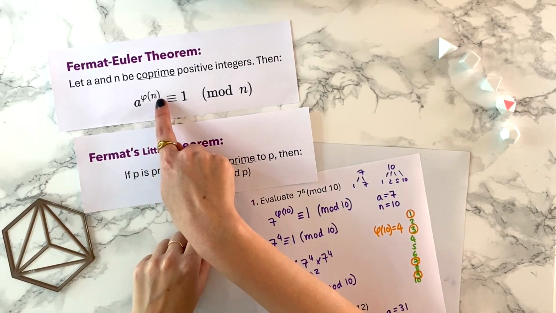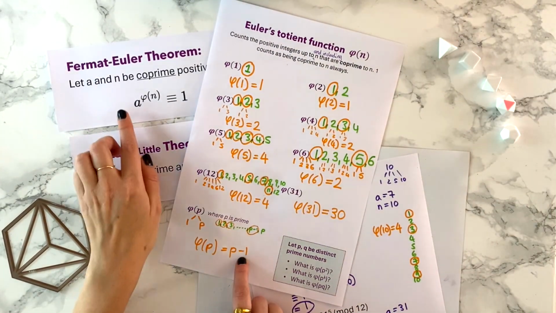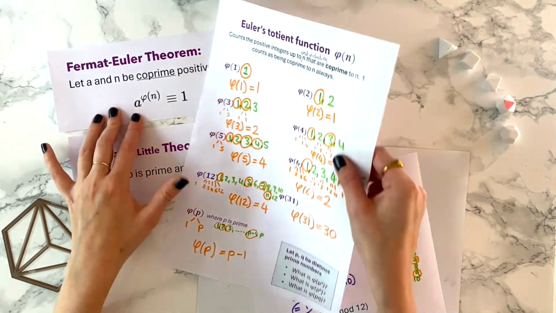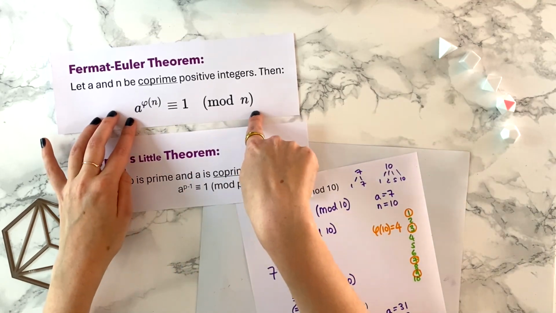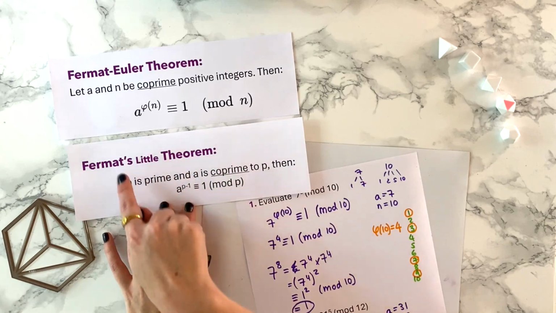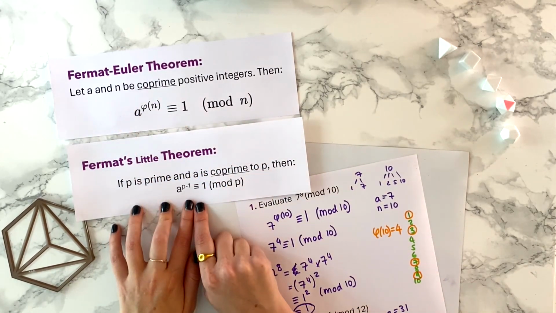Now the phi of p, we said, was p minus 1. So if we were to plug that in here, when n is a prime, we would have a to the p minus 1 being congruent to 1 modulo p, which is exactly what Fermat's little theorem says. So Fermat's little theorem is a special case of the Fermat-Euler theorem for when n is a prime number.